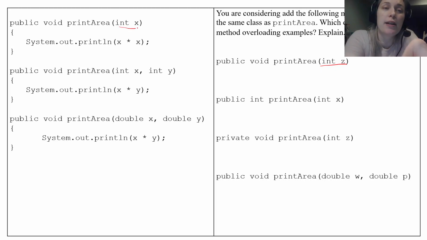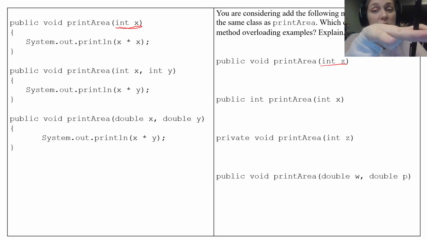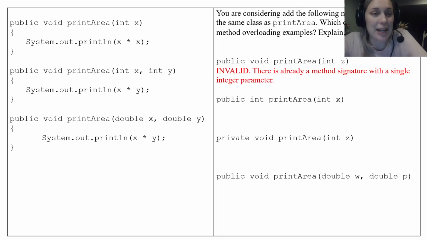Okay. Now this one said int x, right? They both accept a single integer. One is called x, one is called z. Otherwise, they're the exact same. Is this a valid method signature? No, it is invalid. Okay? There's already a method signature with a single integer parameter. Java does not distinguish between variable names. So just because we changed the variable name does not matter. It's still a single int, and Java already has a method called print area with a single int. So that is invalid.